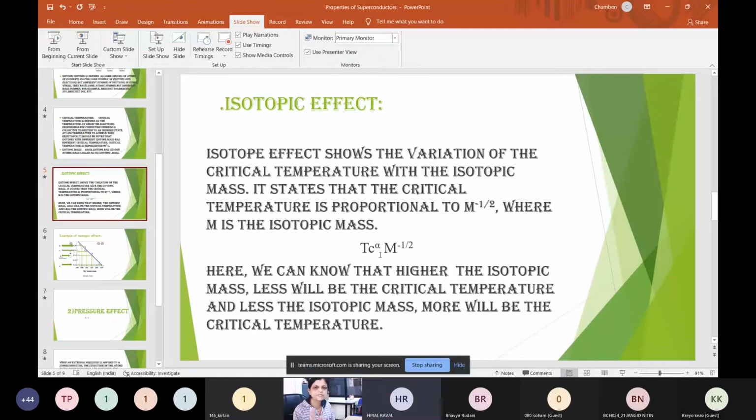If you have a notebook and pen, just note it down. This equation is a very important equation. It shows what happens to the critical temperature when the atomic mass changes, or for different isotopes: how the critical temperature increases or decreases.